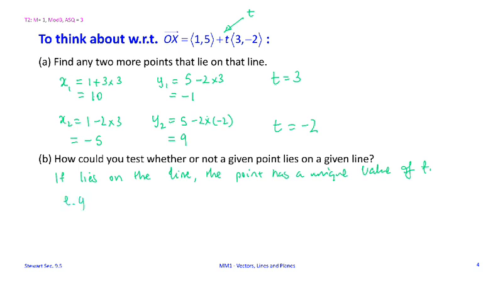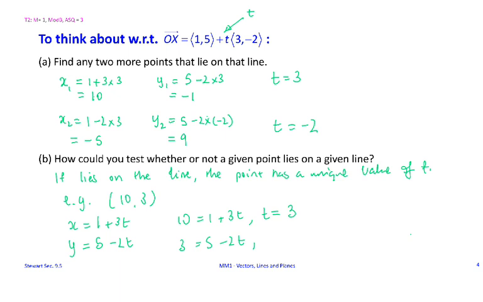For example, does (10, 3) lie on the line? If we put this in, x is equal to 1 plus 3t, y is equal to 5 minus 2t. So 10 is equal to 1 plus 3t, which gives us (10 minus 1) divided by 3, which is 3. And when we put in 3 equals 5 minus 2t, we get 3 minus 5, so that's minus 2, divided by minus 2, t is equal to 1. This means that t from x does not equal t from y in this case. So (10, 3) does not lie on the line.